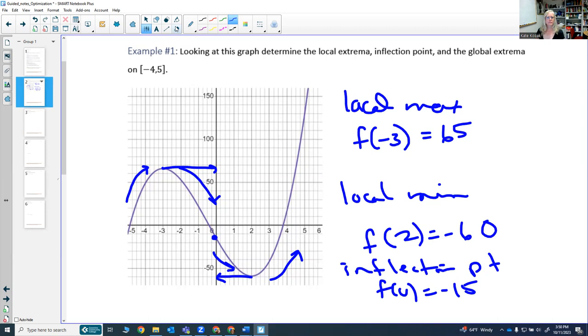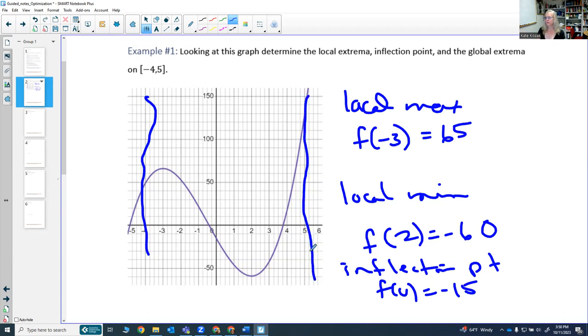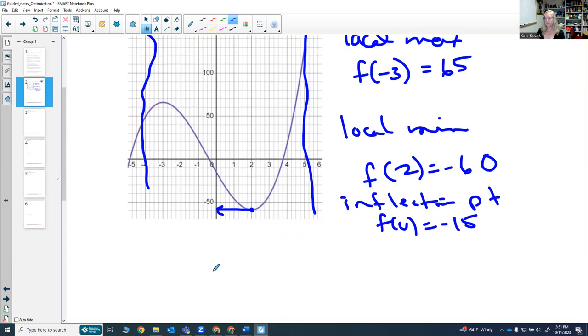In the interval from negative 4 to positive 5, f of 2 appears to be the smallest number. So that is your global minimum. So f of 2 equals negative 60 is the global min.